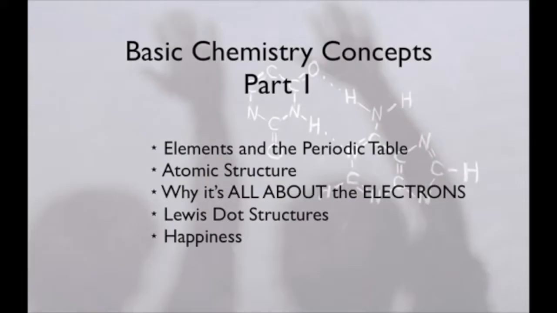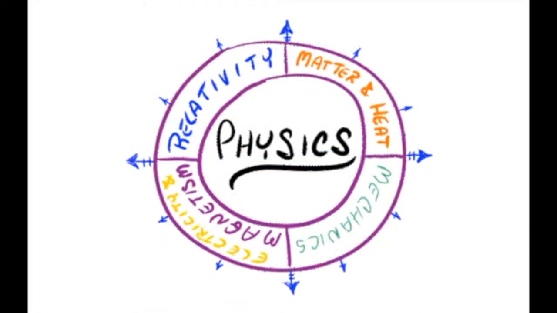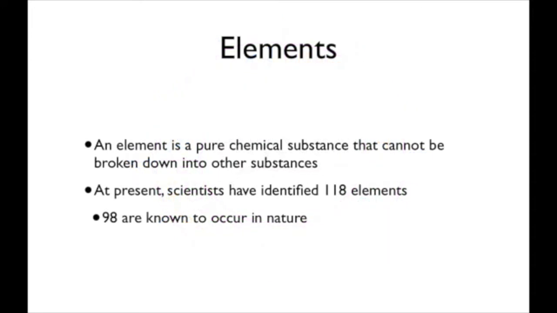We're going to be talking about elements, atoms, really why it's all about the electrons, and some Lewis dot structures, which, in my opinion, may be the key to happiness. When we get started here, we're really talking about what stuff is made of, and stuff is made of matter. From here, you can really go off a cliff in terms of how far you want to go into this. This is really the realm of physics. So I just want to say from the outset that this is a highly abbreviated version of an understanding of what the stuff is in the universe.